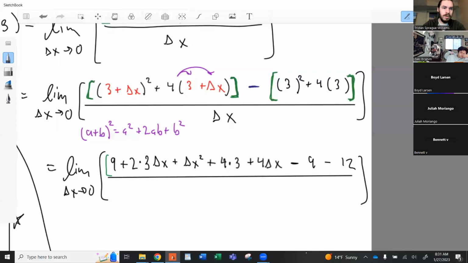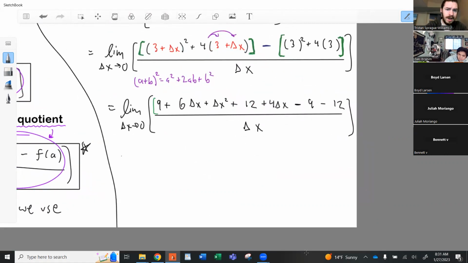Okay. So going back in here, I have a 9 there. I have a 4 times 3 is 12. So let's do that. That's 12. Over here, we have a 2 times 3 delta x, right? That's from the 2ab, right? So I guess I'll just do the 2 times 3 right there. That's 6, right? And in my denominator, I still just have delta x.